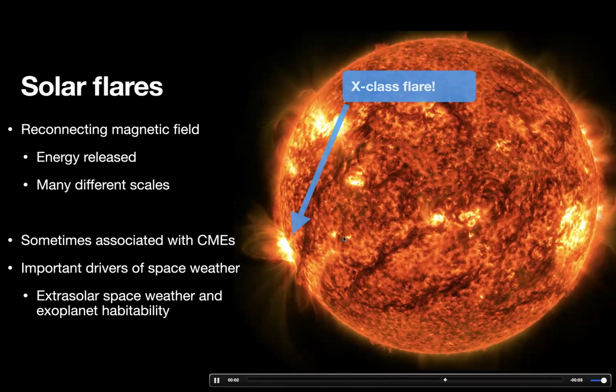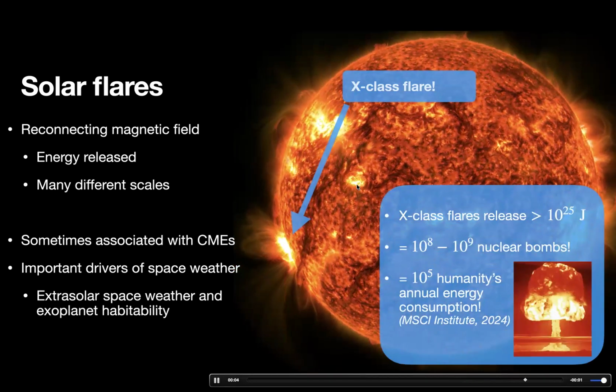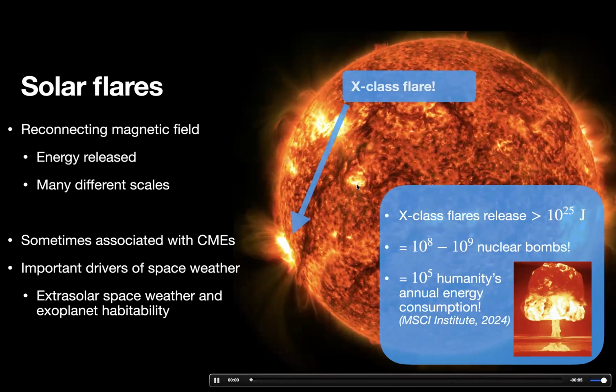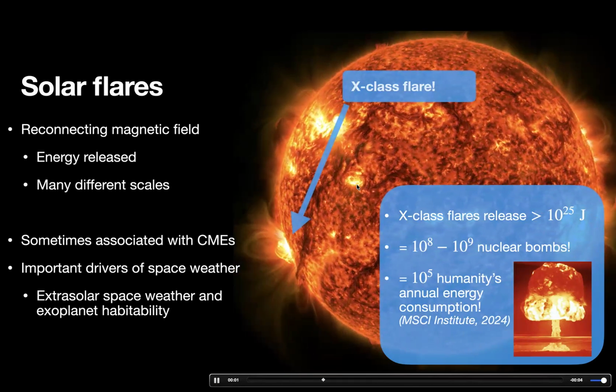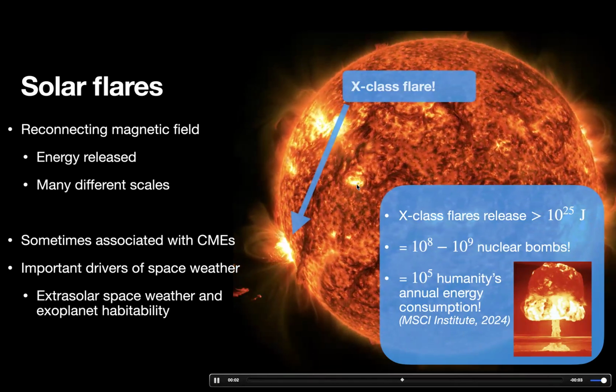So as I mentioned, you have many different scales. This is an X-class flare, and X-class flares release on the order of more than 10 to the 25 joules into the surrounding atmosphere. That is equivalent to hundreds of millions, up to billions of nuclear bombs, or if you prefer a more positive comparison, that's equivalent to around 100,000 times humanity's annual energy consumption. And these flares are also sometimes associated with CMEs and are therefore themselves also important drivers of space weather.